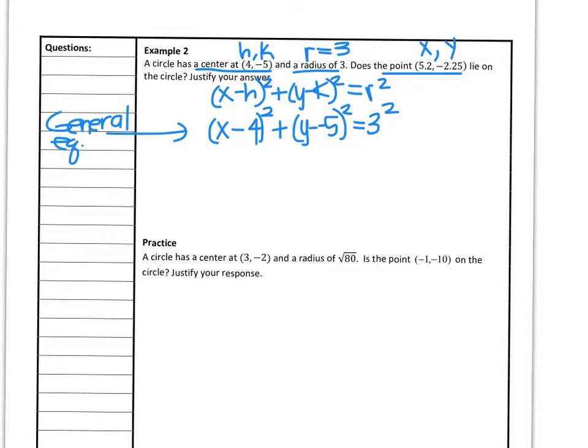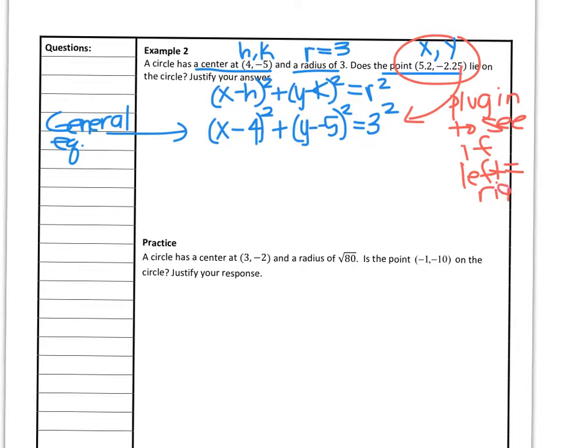And now we're going to apply our point and plug it in to our equation, to see if the left side equals the right side. So I'm going to plug in the point 5.2 for x, so I'm going to do 5.2 minus 4 squared plus our y value is negative 2.25. Now there's double negatives in there, it's going to change to a plus, so plus 5 squared. Does that equal, so I'm going to put a little question mark over the equal sign, 3 squared is 9.